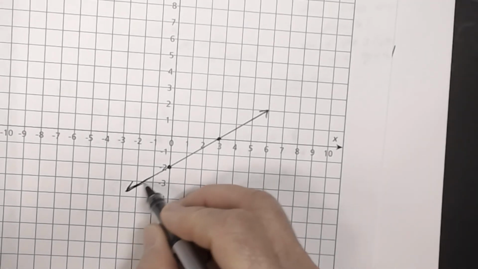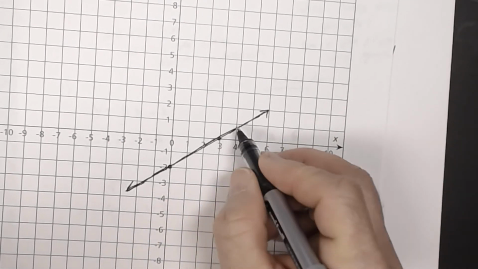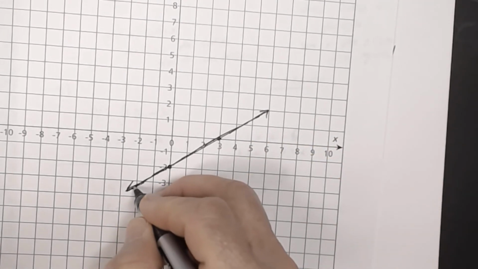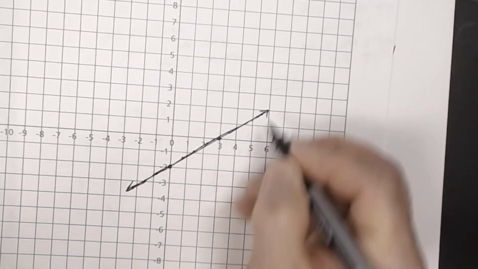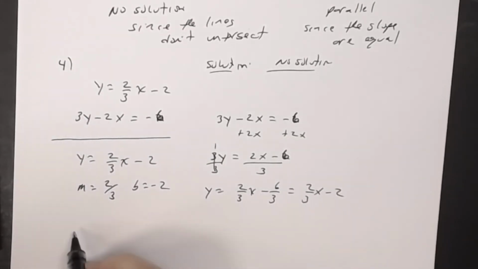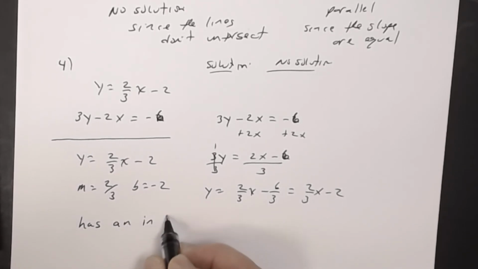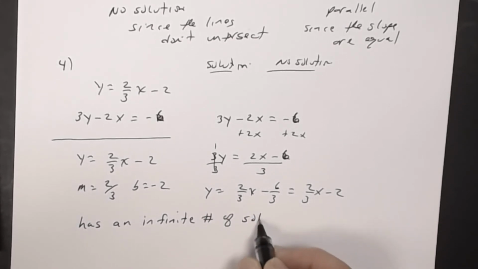So when I graph this equation, it's the same graph, right? So I'm graphing those two lines now. What do you notice about the intersection of those two lines? They intersect at an infinite number of points, correct? And so this system right here has an infinite number of solutions. So how many solutions does that system have? It has an infinite number of solutions.